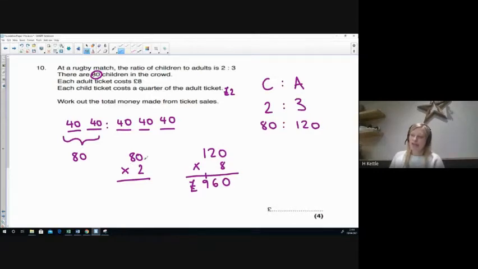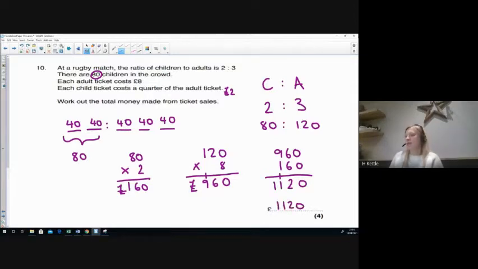And from the children, 80 times 2 is 160. Adding that together, because we want all of the money from all of the ticket sales. 0 add 0 is 0. 6 add 6 is 12, so 2, carry the 1. 9 add 1 is 11. So £1,120.